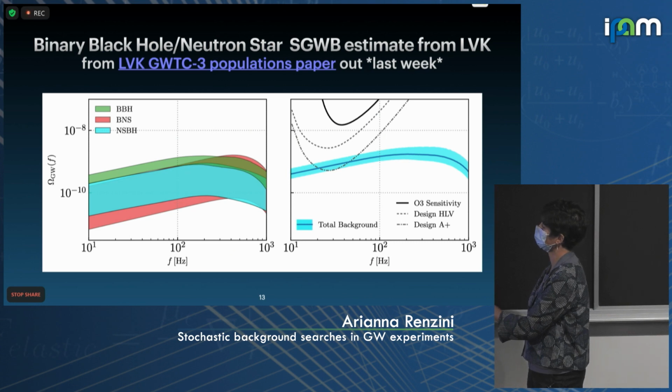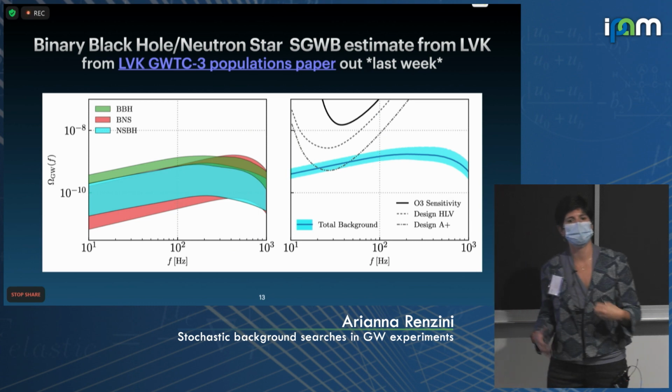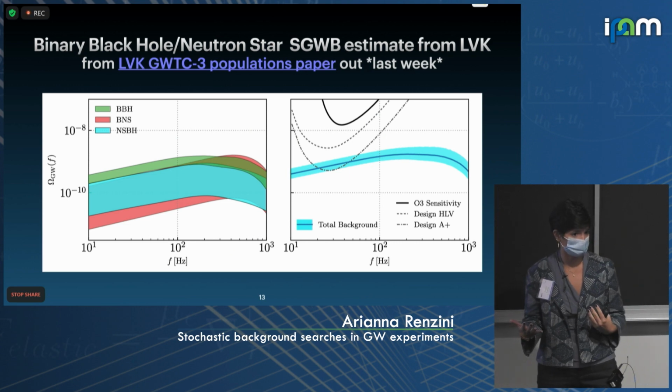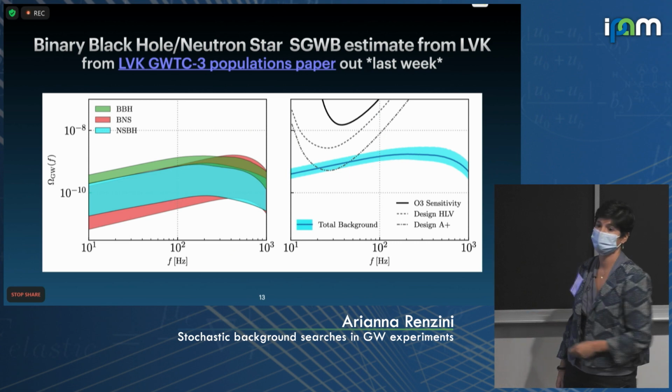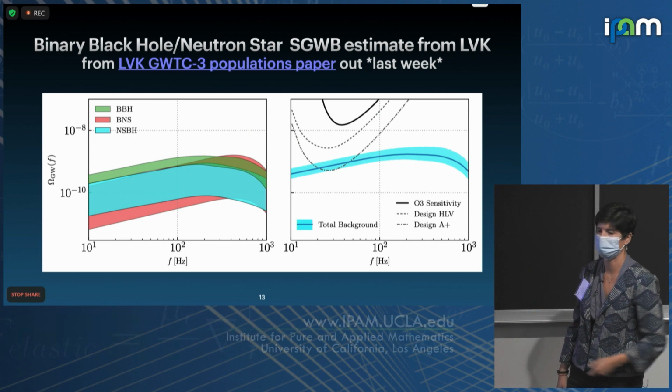So these are the future curves. This is design sensitivity, design A+, future configurations of the ground-based detector network, not too far away in the future, which we hope to achieve. Okay, and so those would start to dig into the signal and give us a positive detection. So this is going to be really exciting science in about a few years.